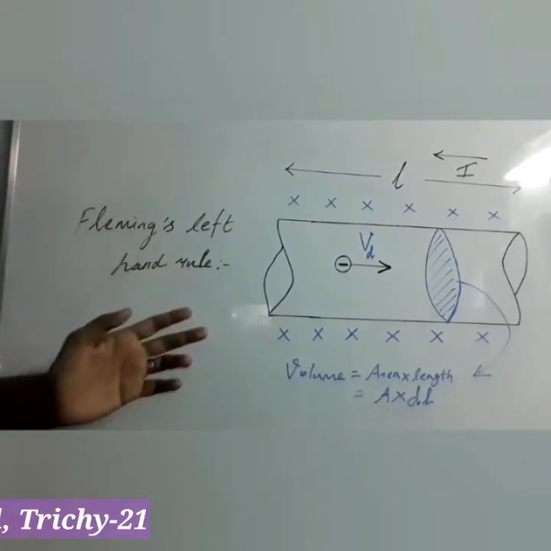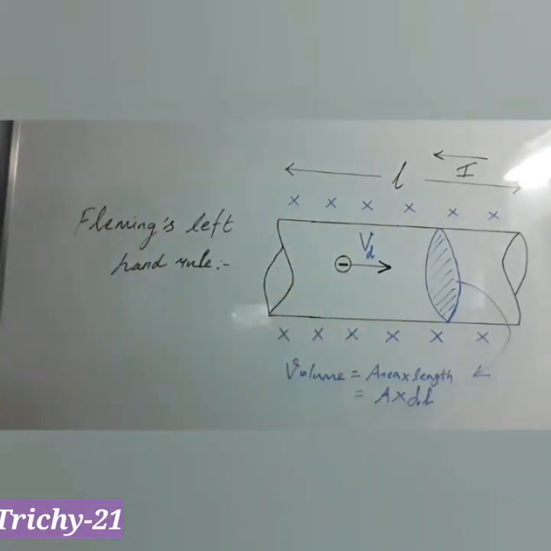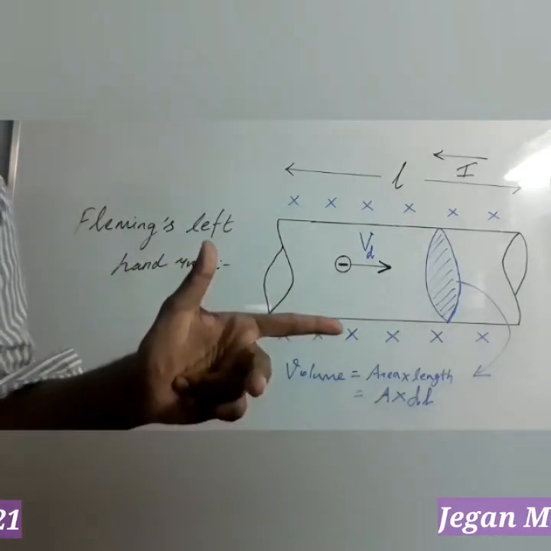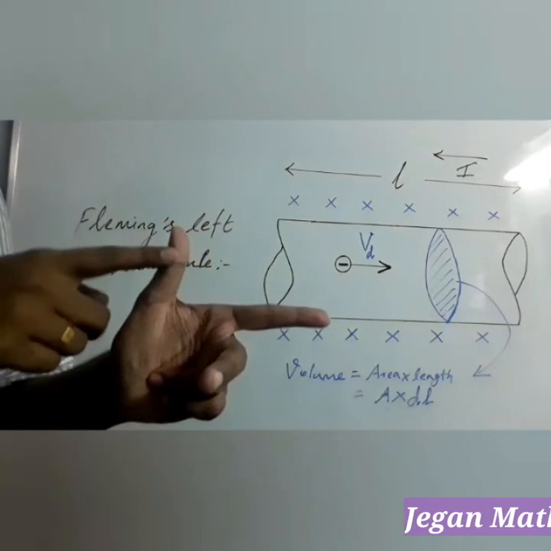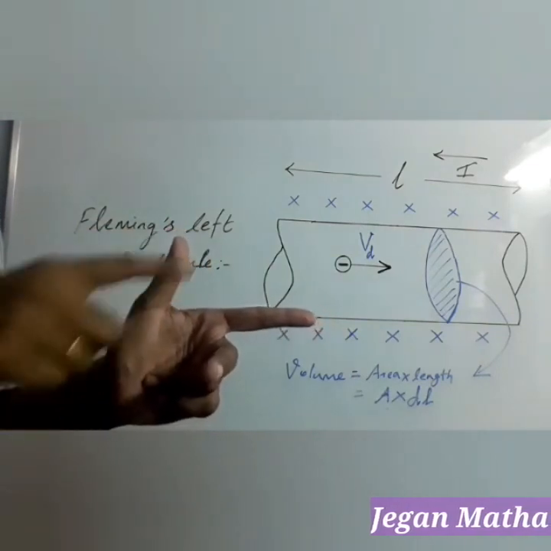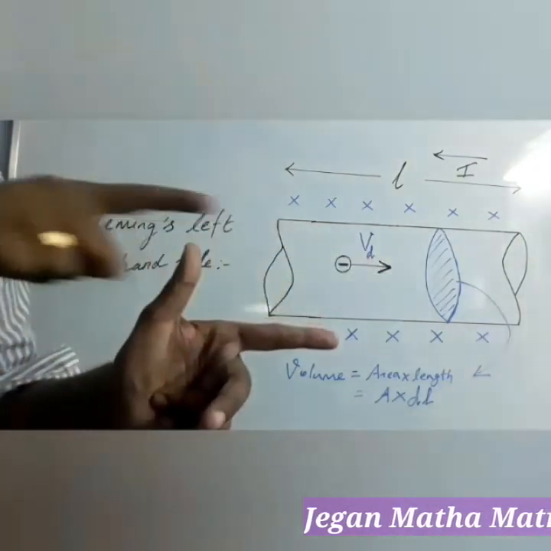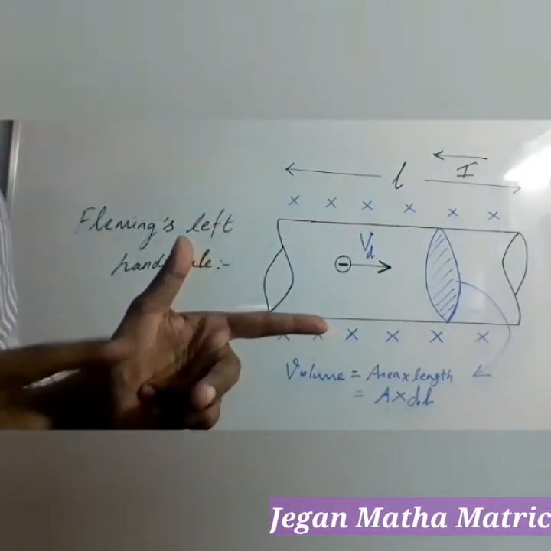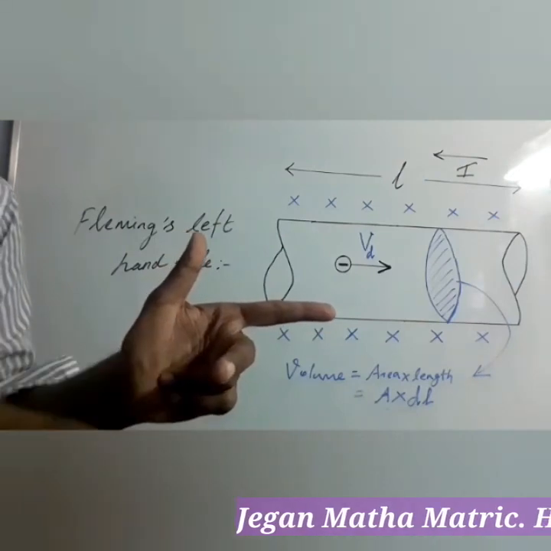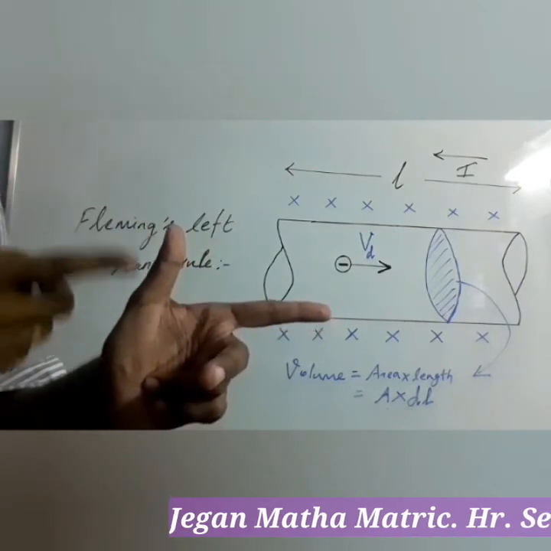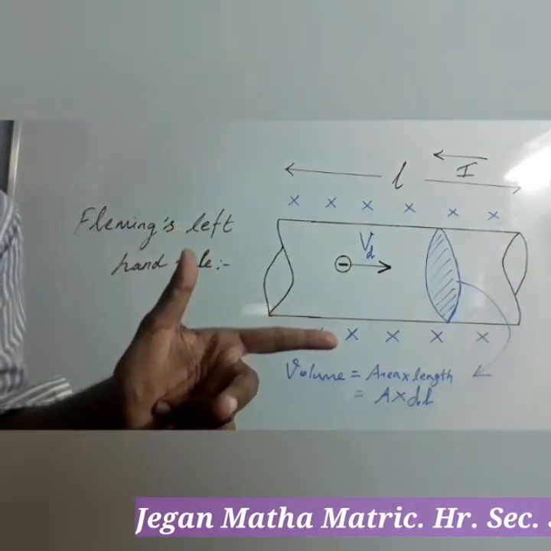When a current carrying conductor is placed in a magnetic field, the direction of force experienced by it is given by Fleming's left hand rule. Stretch out the forefinger, the middle finger and the thumb of the left hand such that they are mutually perpendicular to each other. Here the forefinger points in the direction of magnetic field, the middle finger in the direction of the electric current, and then the thumb will point in the direction of the force experienced by the conductor.